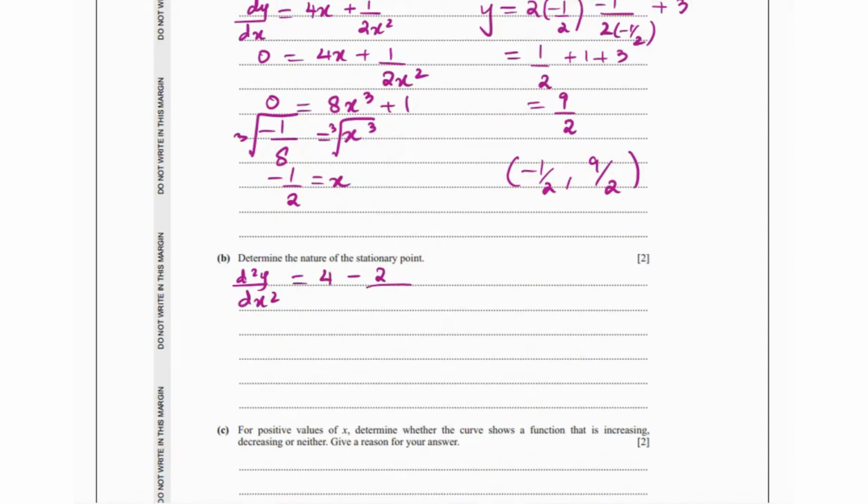So that's going to be (4 minus 2) over 2x cubed. Then we're going to substitute the value of negative 1 over 2. Four minus negative 8, and that's going to be 12. That's greater than 0, which means it's going to be a minimum point.